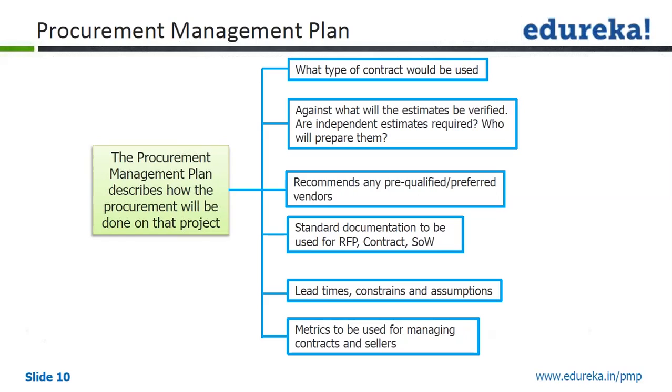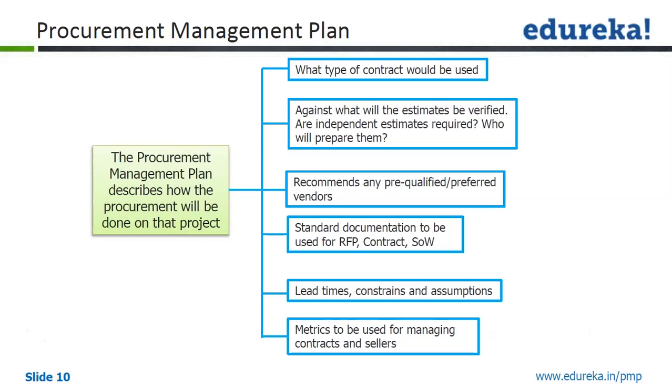Pre-qualified vendors are those with whom certification is already done, and they are certified and can be used in terms of comparing the prices and so on for the requested kind of work. Then when you are going to outsource, of course, standard documentation is to be used for RFP, contract, SOW, lead times. There may be a kind of authorization required before going into those certain processes to be followed, a few approvals to be taken before you can even float the RFP and go ahead with the SOW.